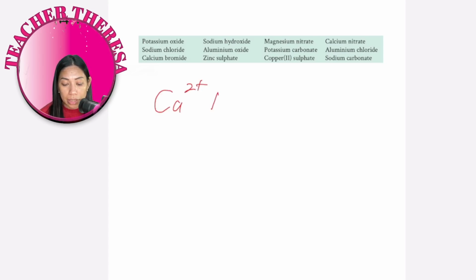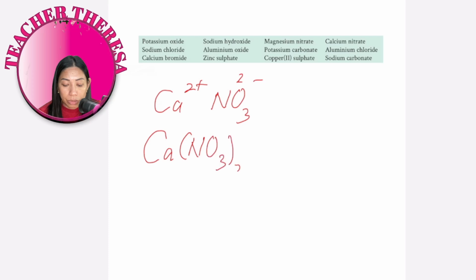Ca2 plus, NO3 minus. So calcium is 2 plus. If you want to do the total charge method, to make it 0, here has to be 2. So Ca(NO3)2, with NO3 in bracket 2. So you see which one you feel is suitable.